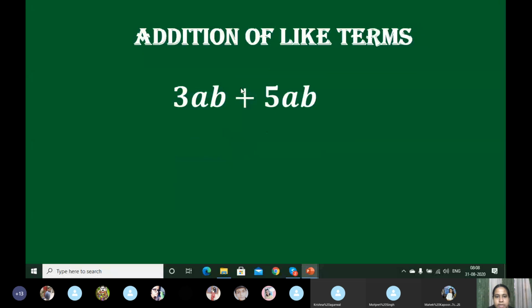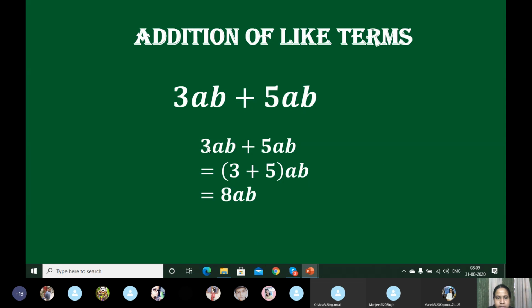So, let's see an example. Here I have taken 3AB plus 5AB. See, are these two like terms or not? Yes, ma'am. I'm just showing you the concept behind this. What we do is take the numerical coefficients of the like terms and add them, and at the end we write the algebraic literals.